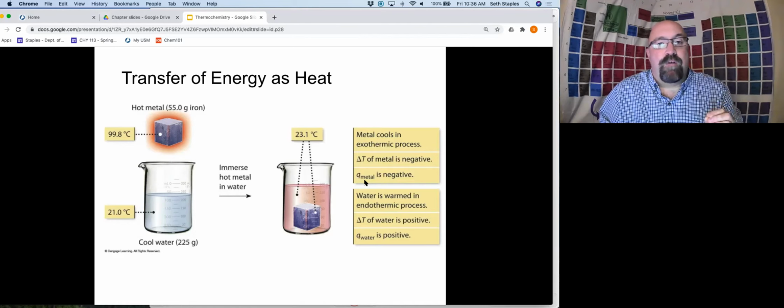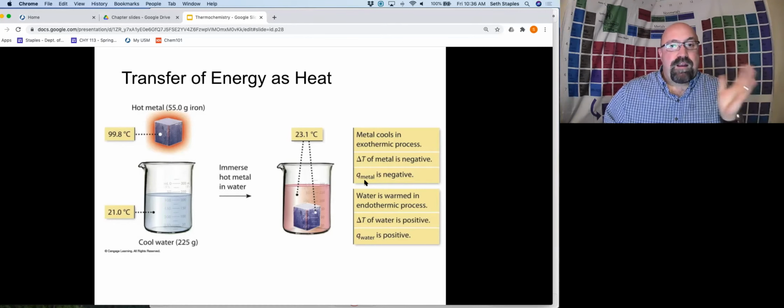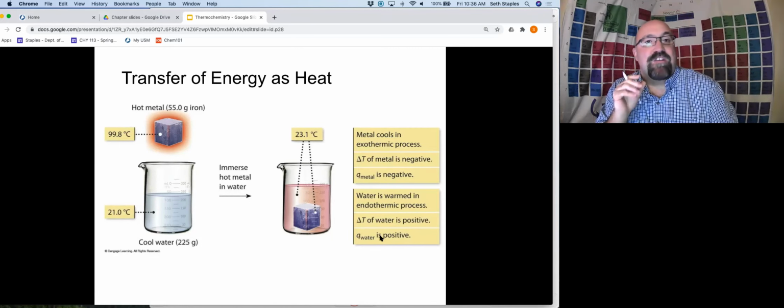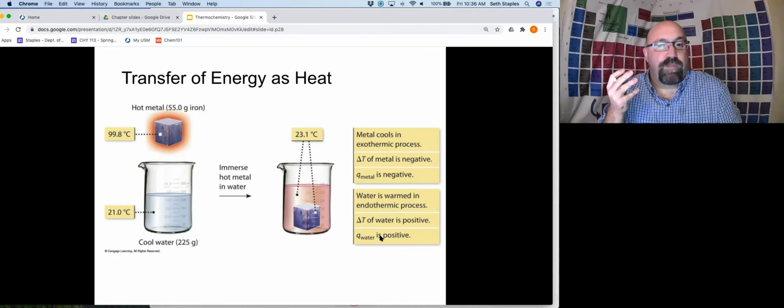The water, however, warms up. And so the delta T of the water is going from 21 to 23.1. Delta T of the water is positive, which means that our Q of the water is positive, which again just makes sense because we know that the water had to have gained energy. That's an endothermic process. Endothermic processes have a Q that's positive.